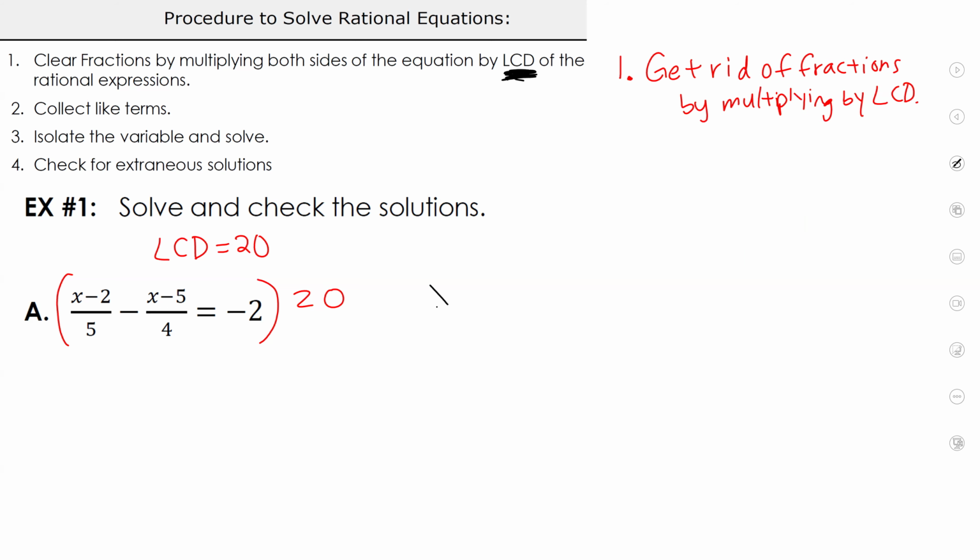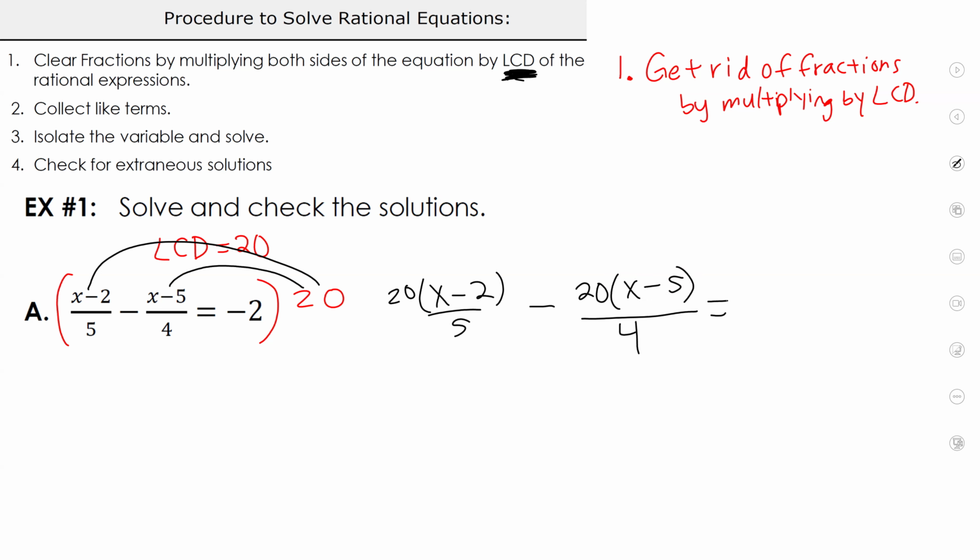I'm going to have x minus 2 over 5. That's the first fraction, but we're going to multiply it by 20. So guys, put a 20 there. Minus, I'm going to multiply the 20 by this middle fraction. This will become 20 times x minus 5 over 4. Next, I'm going to do the final item also by 20. So negative 2 times 20 is negative 40.